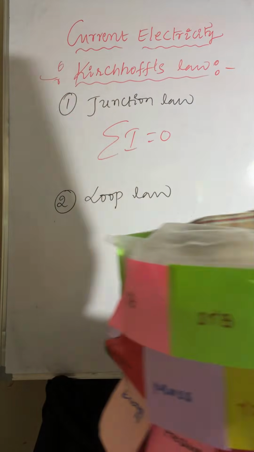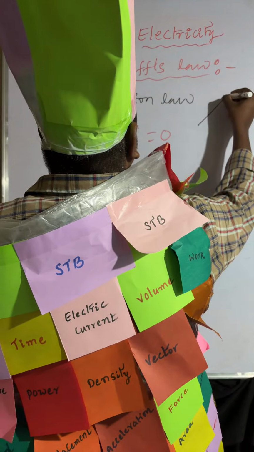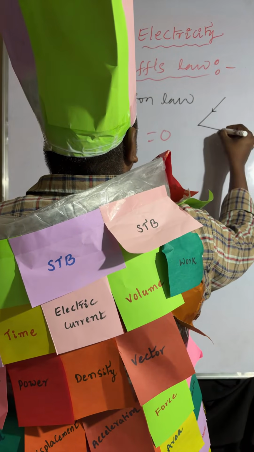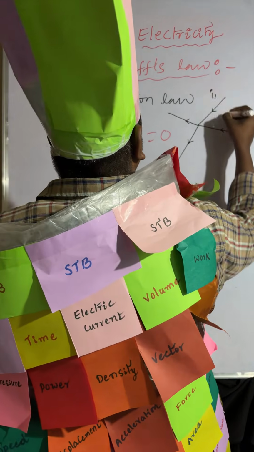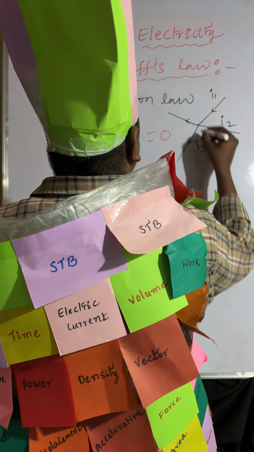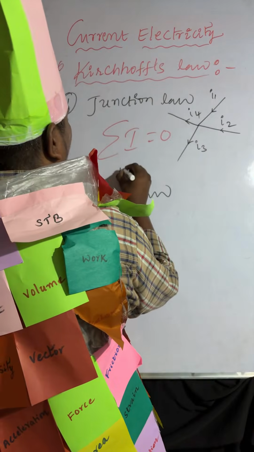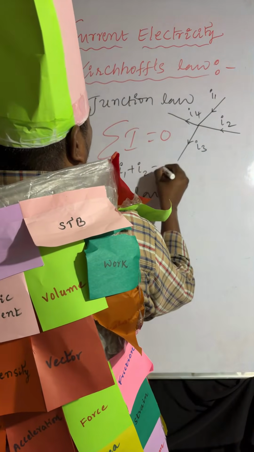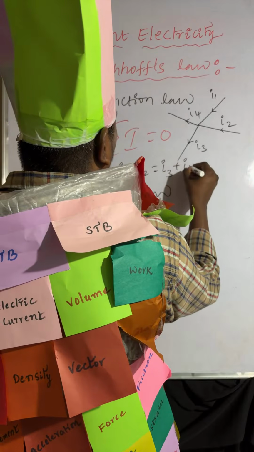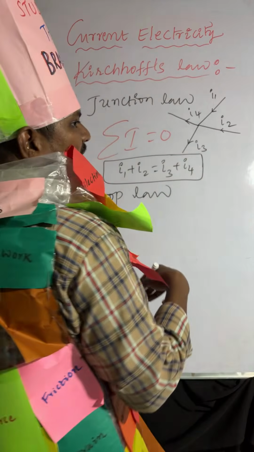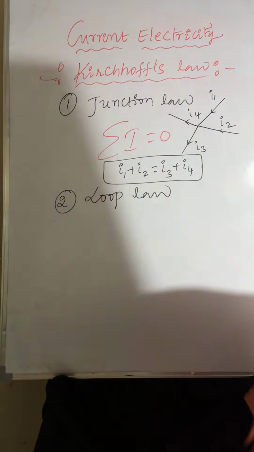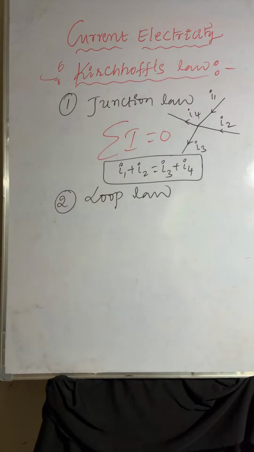So now you can see, I am taking this junction, and here I1, I2, I3 and I4. The sum of the currents reaching the junction is equal to the sum of the currents leaving the junction. That is about junction law.